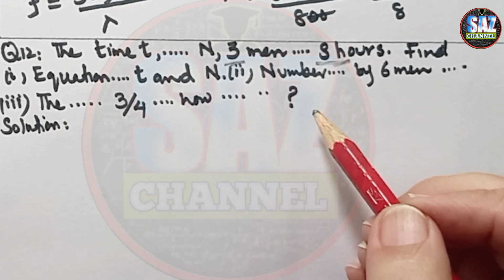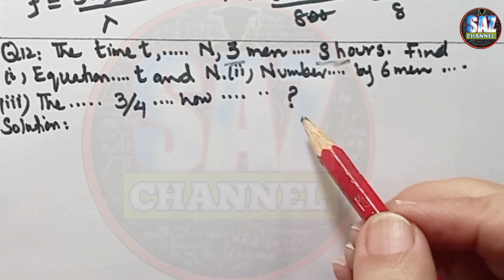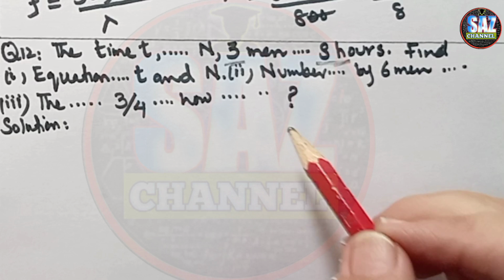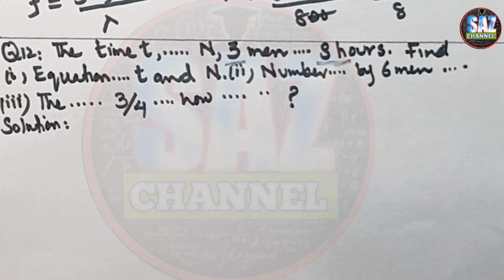Then find the number of hours needed by 6 men to complete the job. In the second part, we have to find the time that is required by 6 men to complete the job. Then the next part says if the job is to be completed in 3 by 4 hours, how many men are needed? So let's move to the solution of the question.